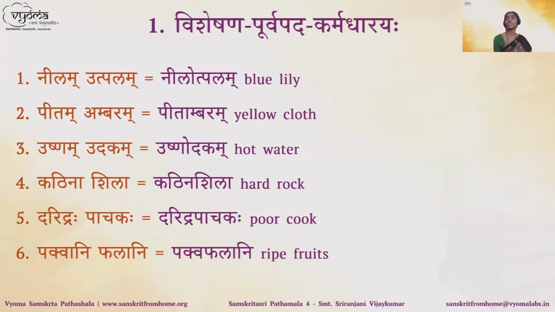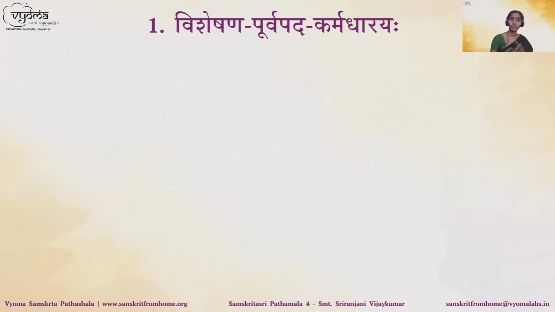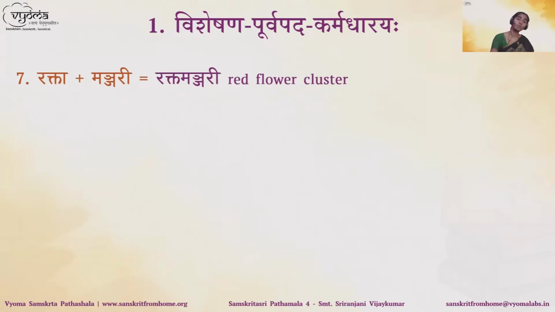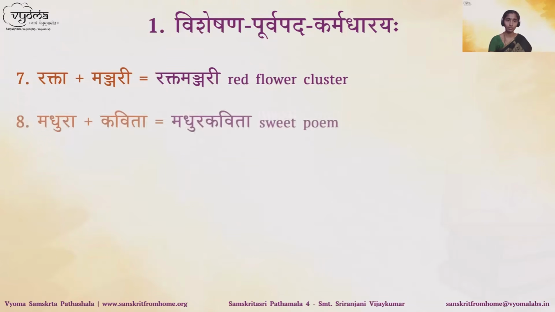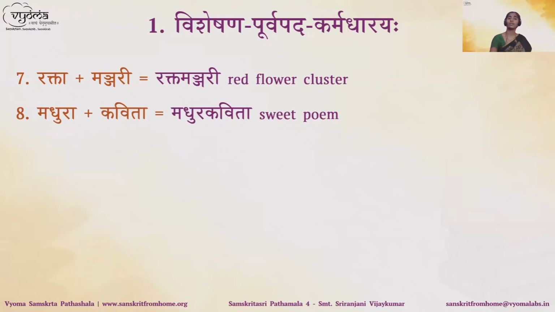So this is how the visheshana purva pada karmadharaya works. They are in the same vibhakti, remember that. And visheshana is going to be the purva padam. So neelam, pitam, ushnam, all these are adjectives which will describe your visheshya, which is your uttara pada. So we'll see a few more. Rakta manjari. So a red flower cluster. Rakta manjari is a strilinga pada. Madhura kavita. A sweet poem.